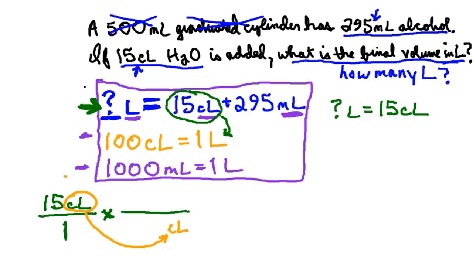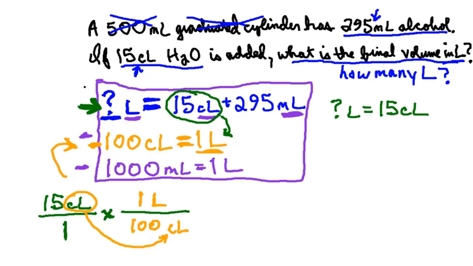And now we're going to go up and look at our data table and find out where else it mentions centiliters, which is right here. 100 centiliters equals a liter. So we have 100 centiliters. We're going to write that down here next to our centiliters. And whatever is on the opposite side of the equal sign in this row, which is 1 liter, we're going to put on the top of this fraction bar, 1 liter.